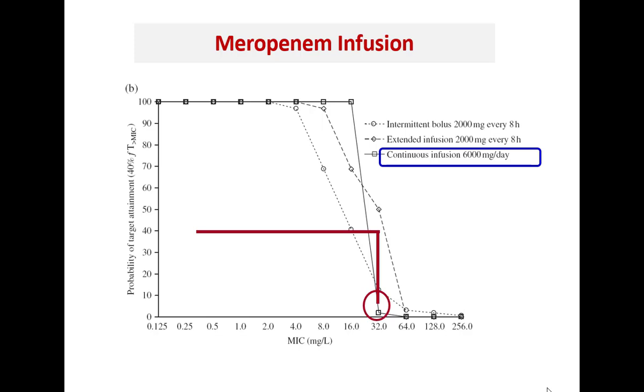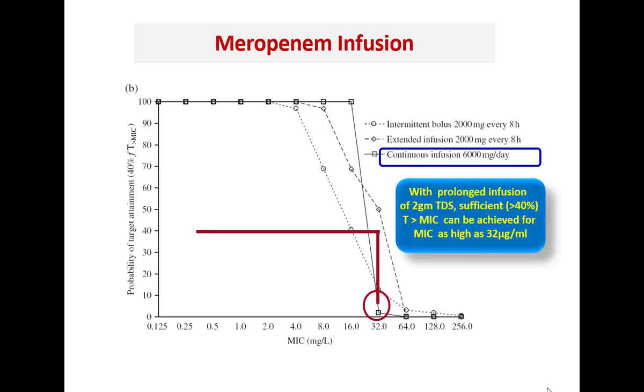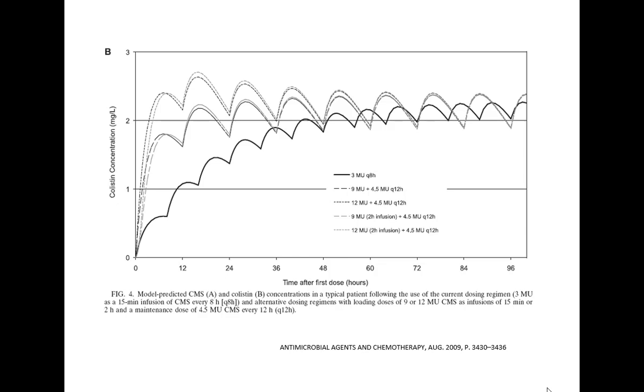Unfortunately, these are the few data that is available to us in favor of continuous infusion. Somehow or other, clinically, most of the doctors would still say that we are not fully convinced because we are not seeing our patients getting better. But this is the rationale for giving continuous infusions in our ICU. So with a prolonged infusion of 2 gram TDS sufficient, that is more than 40% of the time interval, T over MIC can be achieved for MIC as high as 32 microgram per mil. Now colistin is a different story.